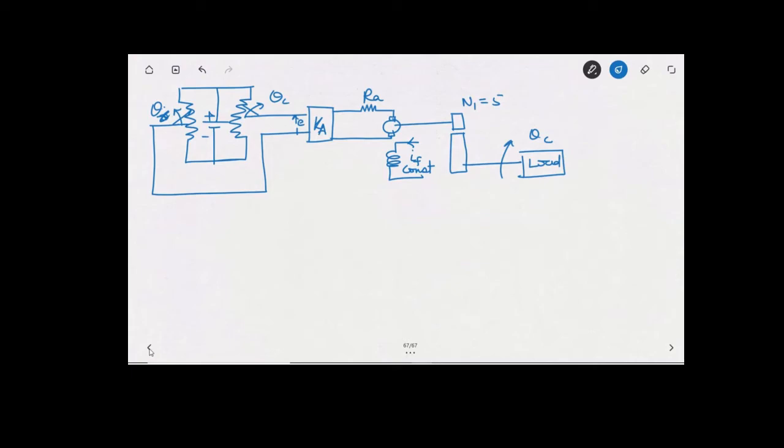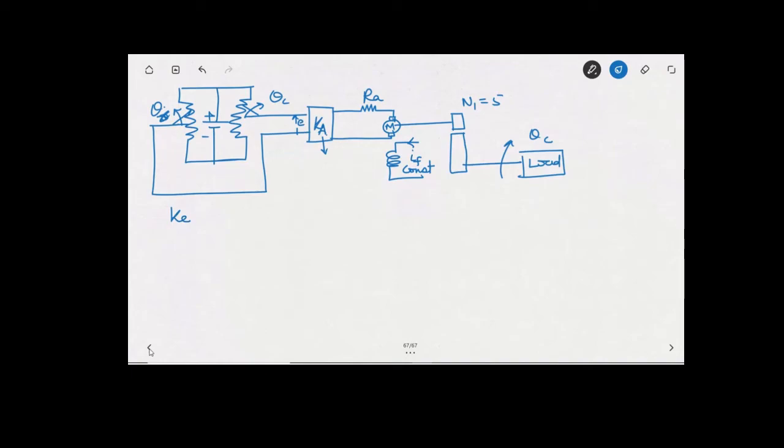The error is amplified by means of an amplifier whose amplification constant is Ka. So this is an amplifier. The error is amplified, and the output of which is fed to an armature controlled DC motor. This is an armature control motor, so field current is constant. The motor shaft is coupled to a load shaft through a gear, and the system parameters are given. So these are the system parameters.